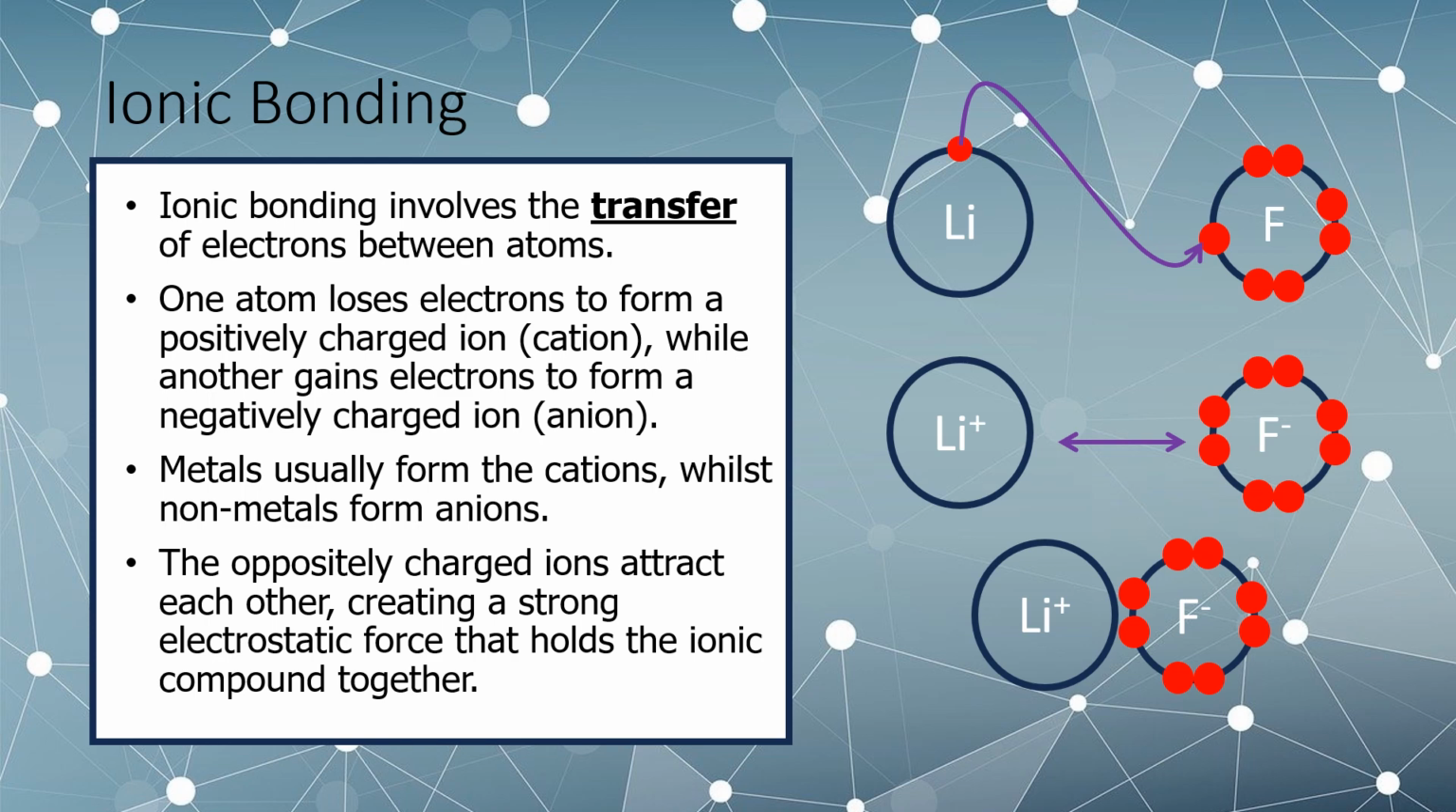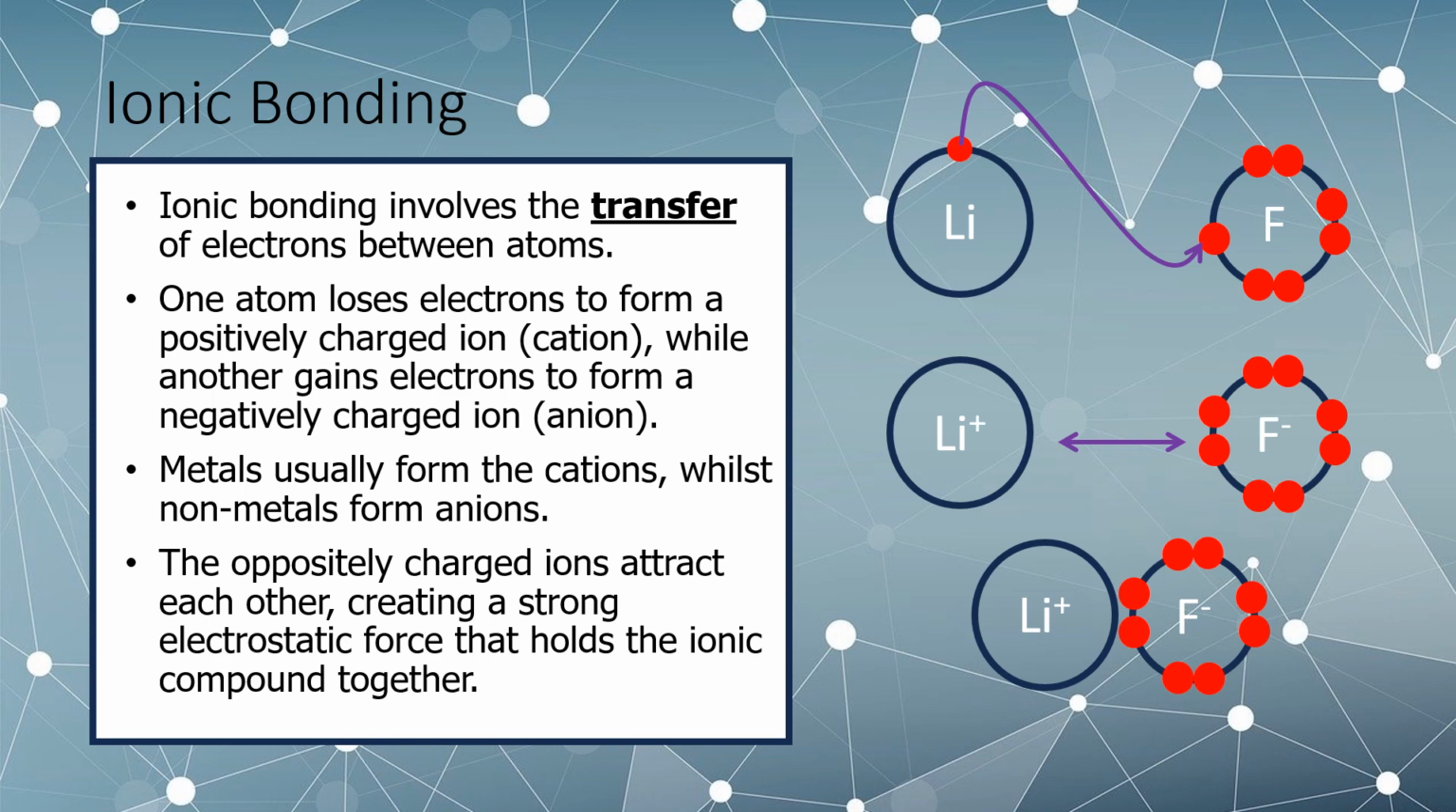Metals usually form the cations, while non-metals form anions. That's because metals usually have a smaller number of valence electrons, so it's much easier for them to lose electrons, and the reverse for non-metals, they have a lot of valence electrons, so it's much easier for them to gain electrons. The oppositely charged ions, one being positive and one negative, then attract one another, creating an electrostatic force that holds the ionic compound together. And you can see that in my diagram on the right.